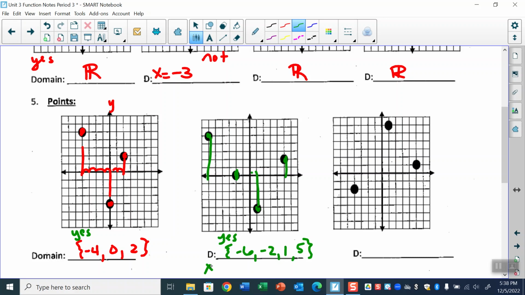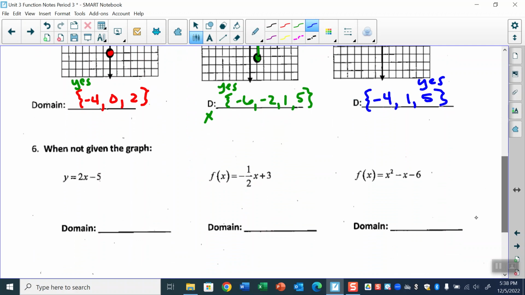When we're looking at the domain, we're looking at the X axis. So same thing here, we'll do blue. 1, 2, 3. And the X's don't repeat, so yes, it is a function. And what are the X values? Let me go to the X axis, and that would be 1, 2, 3, 4, so -4. This would be a +1, and this would be 1, 2, 3, 4, 5, so +5 for my domain. So if I'm not given the graph, I need to use Desmos to look at what my domain is going to be.